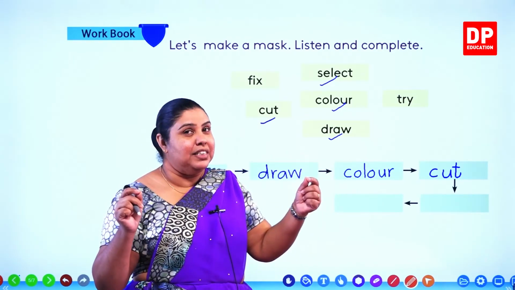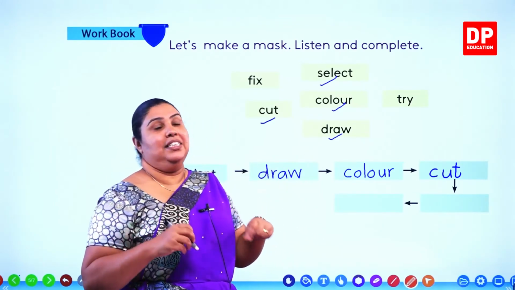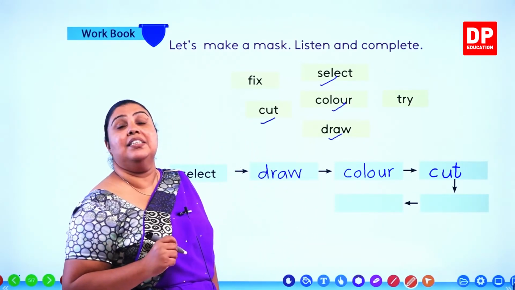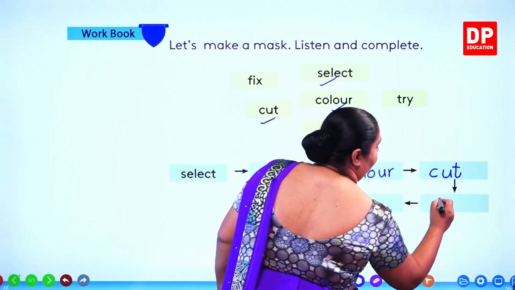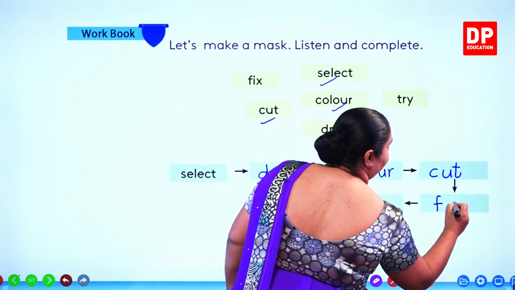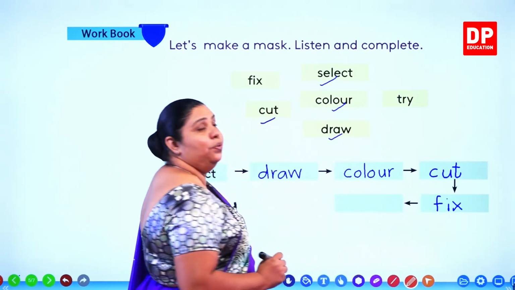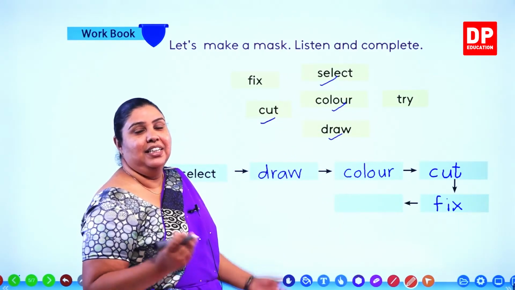We have to fix that ribbon or the elastic. So we have to use the next step as fix. Now the arrows go like this and you have to write the next word fix. You fix the elastics. Now you're done.